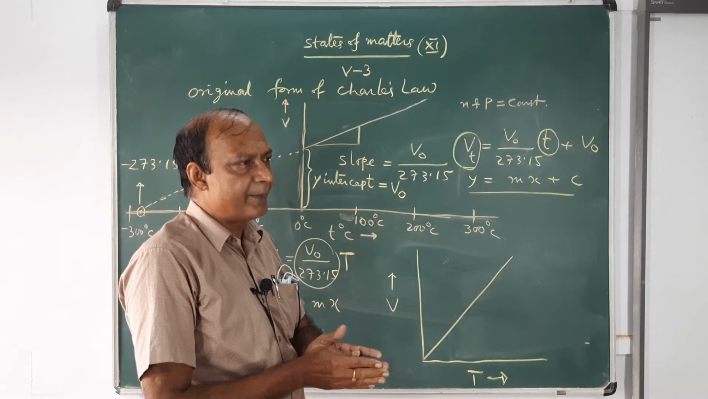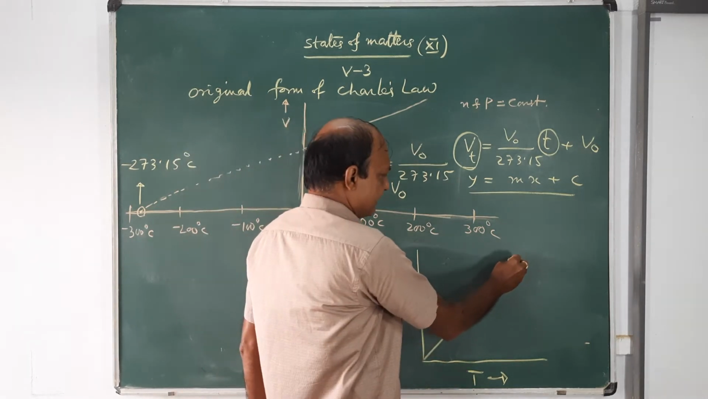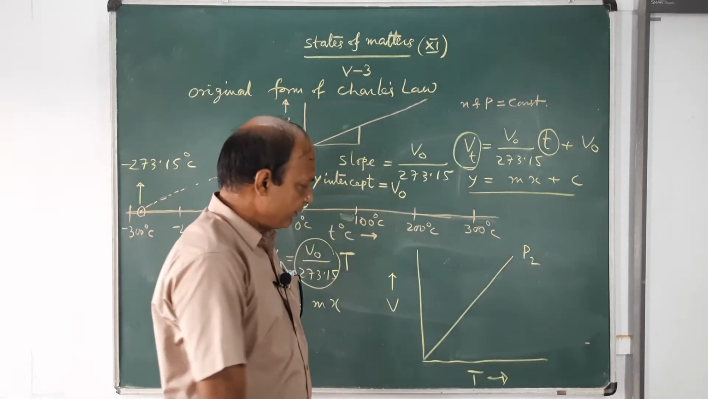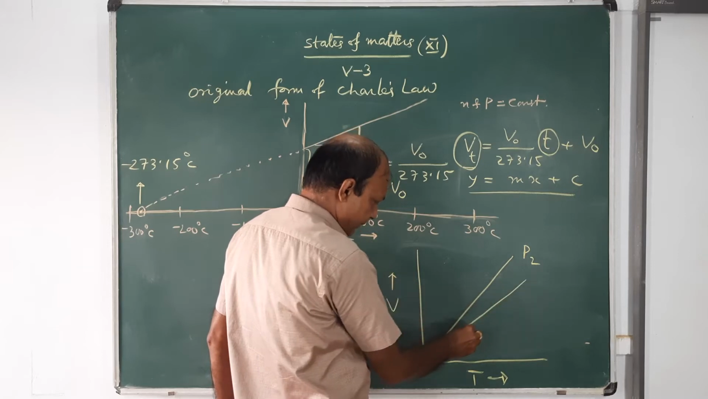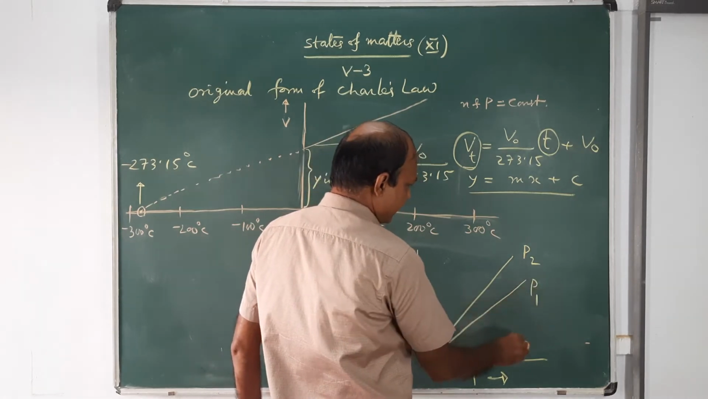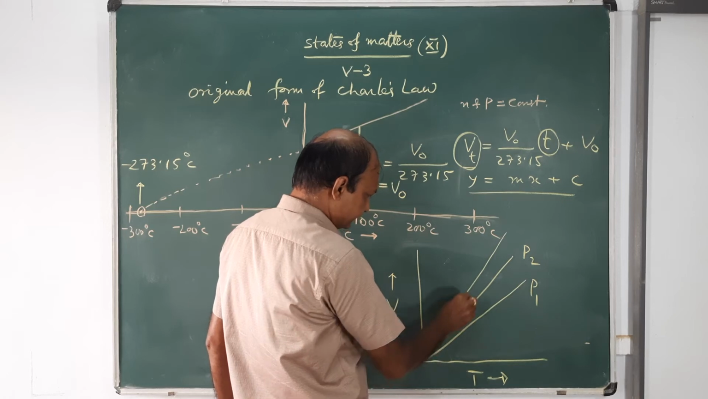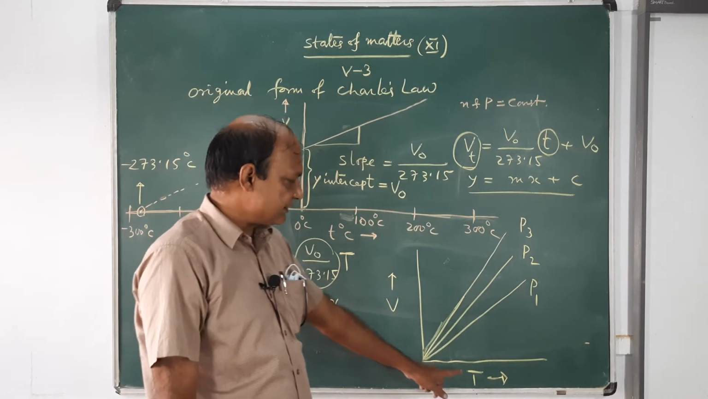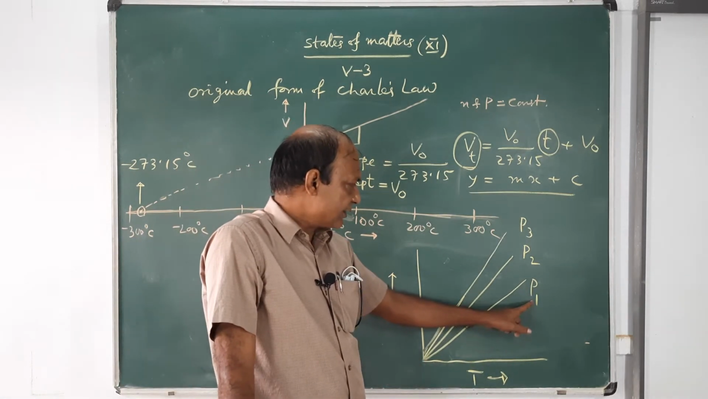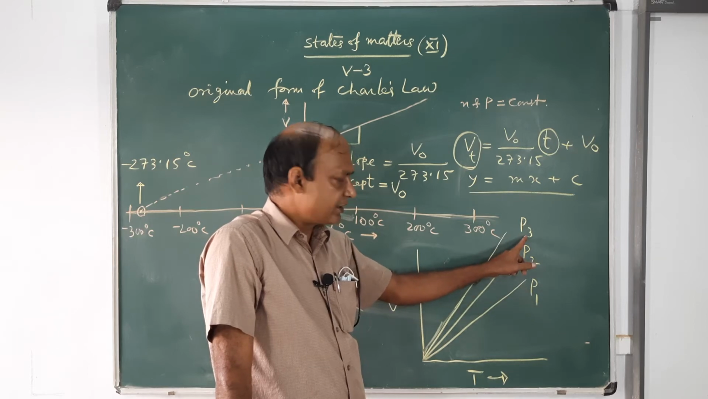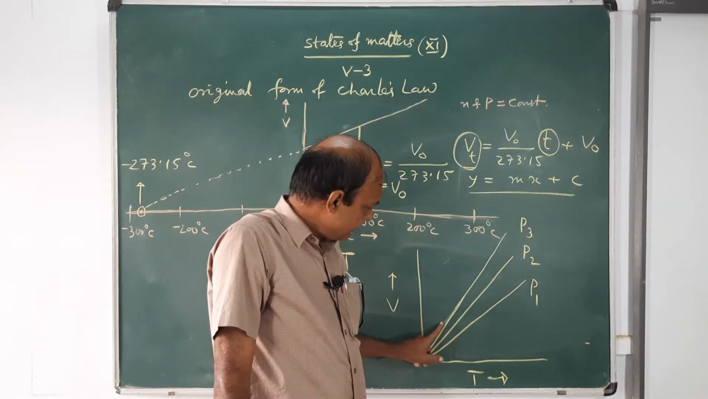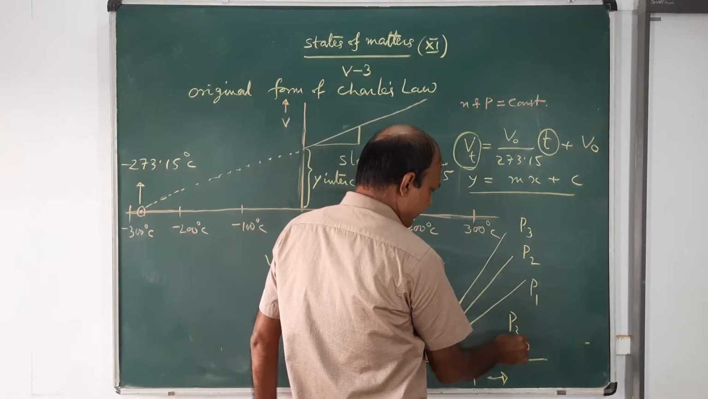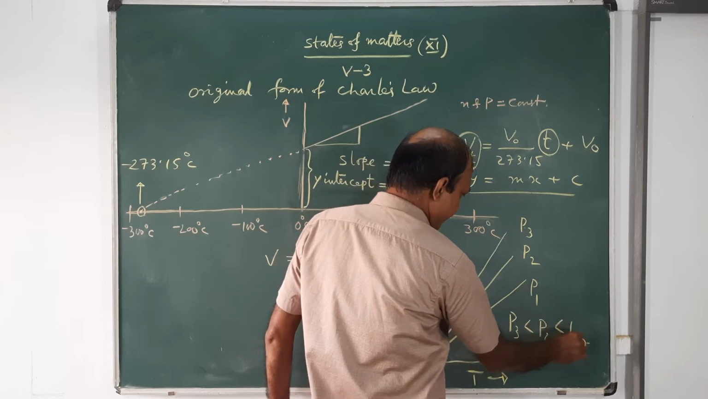So, if you plot the graph at different pressures, pressure is constant here. Suppose this is drawn under pressure P2. If you draw the graph at different pressures for the same amount of gas, this is under P1, this is under P3. That means this volume versus temperature graph has been drawn at constant pressure P1, constant pressure P2, constant pressure P3. You will see that the relation is P3 is less than P2, and P2 is less than P1.